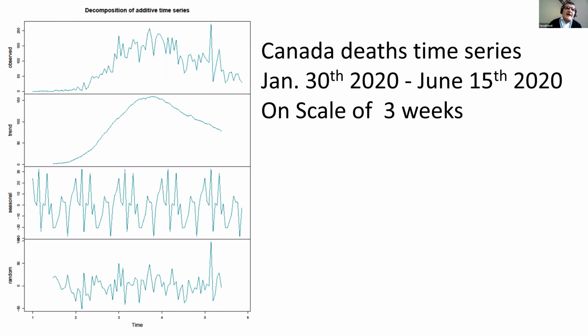The top panel is the time series of the whole Canada death rates. The second one is the trend, going down, up and a little bit going down. The third one is seasonal or cyclic. And the other one is just random or white noise.